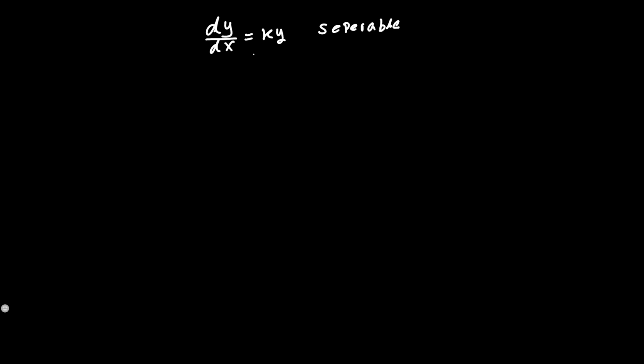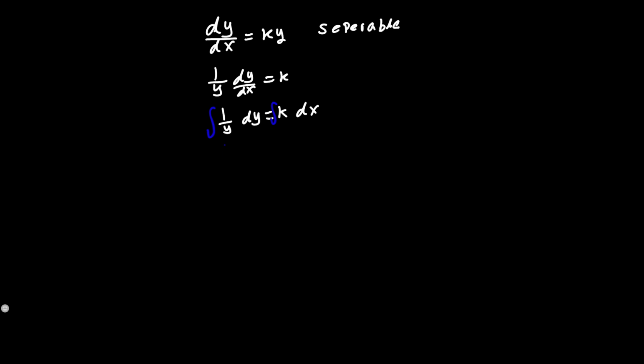Well, what we can do here is simply separate everything with a y on one side and everything with an x on the right side. So here we could divide by y. So we will get 1 over y dy over dx, and that is equal to k. Now we're going to multiply by dx to end up with 1 over y dy. So we have 1 over y dy, and that is equal to k times dx. And here what we can do now is simply integrate both sides.